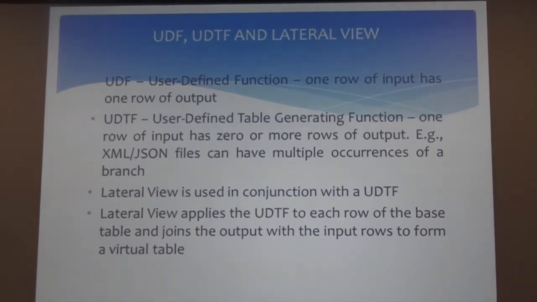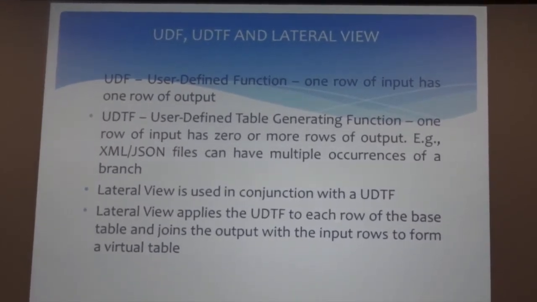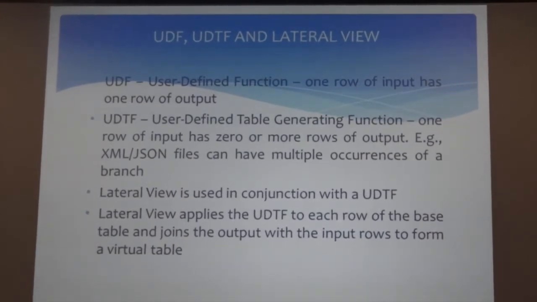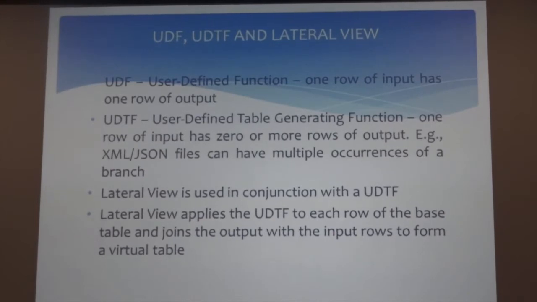UDTF is user-defined table generating functions. Here, for every row of input, there are multiple rows of output. For example, if you have an XML which has a name and a phone number, and you have multiple phone numbers, when you do a select name and phone number, it has to select name, phone number 1, name, phone number 2, name, phone number 3. So there is only one row of XML, but there are 4 rows of output. That kind of function is called a UDTF, user-defined table generating function.